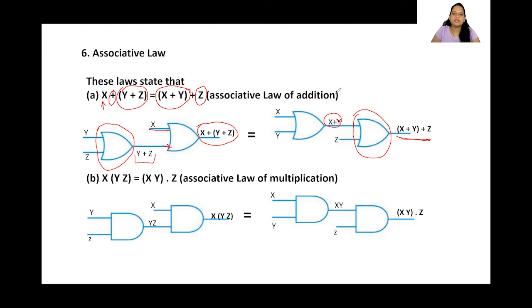Similarly, the same associative law says for AND operation that x and (y and z) is equal to (x and y) and z. Okay. Now, how do we write a logic gate for this? Similar rule, whatever is there inside the bracket, we are going to draw that first. So y and z, I'm giving as an input, hence I will get yz.